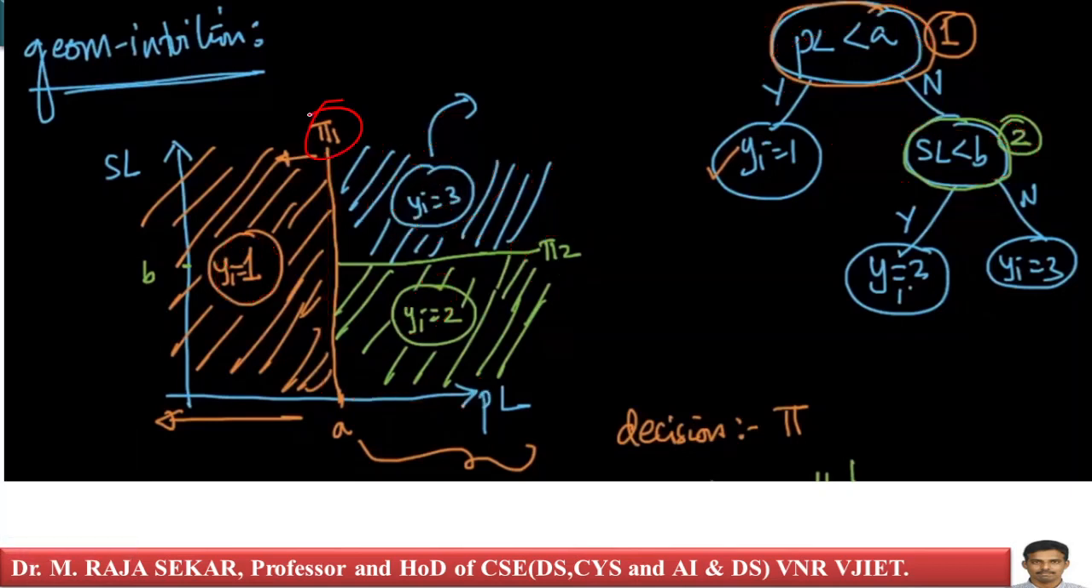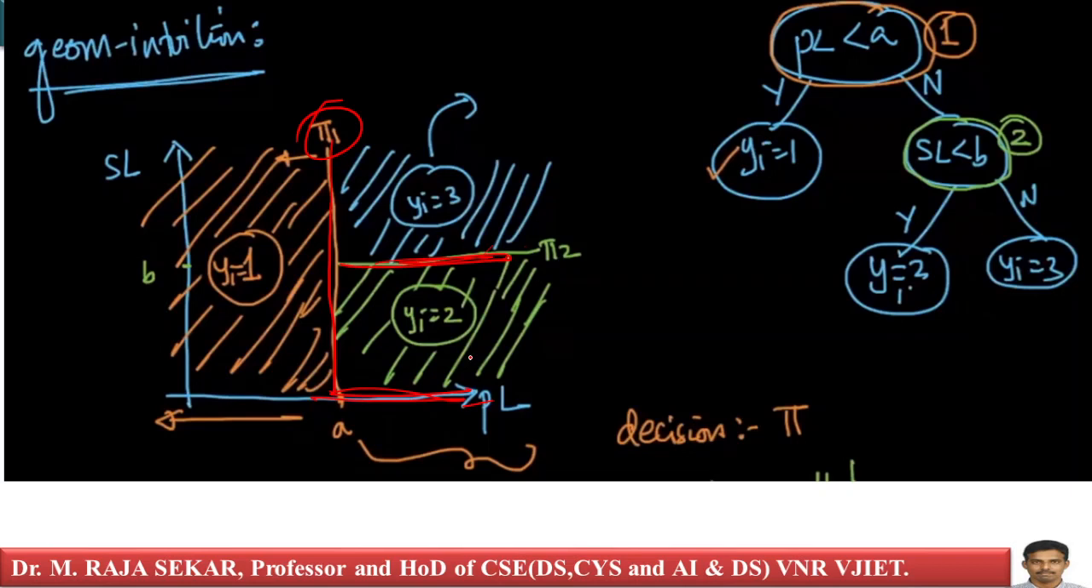What are the hyperplanes here? Pi 1 is one hyperplane which is parallel to the y-axis. Pi 2 is another hyperplane which is parallel to the x-axis. Isn't it? Pi 1 is a hyperplane, pi 2 is a hyperplane. Therefore, a hyperplane may be parallel to the x-axis or y-axis or any of the axes. Pi 1 is parallel to sepal length, and sepal length is an axis. Similarly, pi 2 is parallel to petal length.